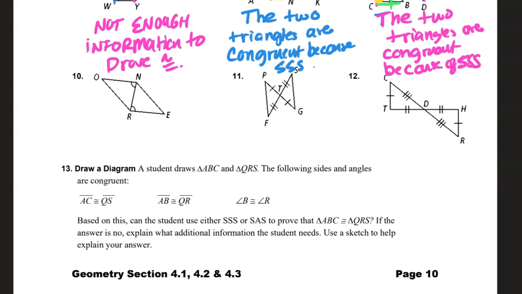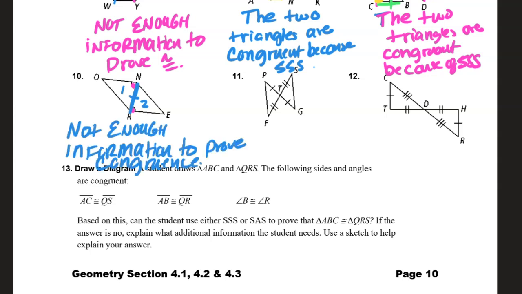Number 10, we have this angle and this angle are congruent. And we have a side that they're both sharing. Of course, that's congruent. So triangle 1 and triangle 2, we can't use side, side, side. And we can use side, angle, side. Therefore, we do not have enough information to prove congruence. So number 10, we do not have enough information to prove congruence for those two triangles.